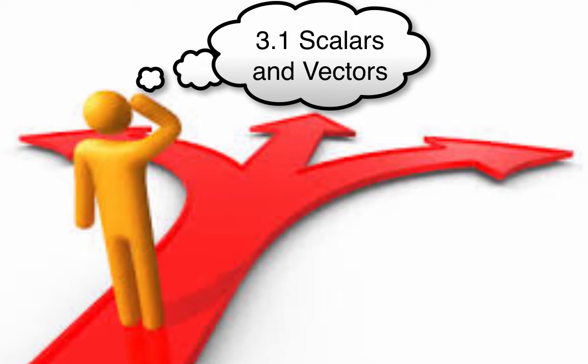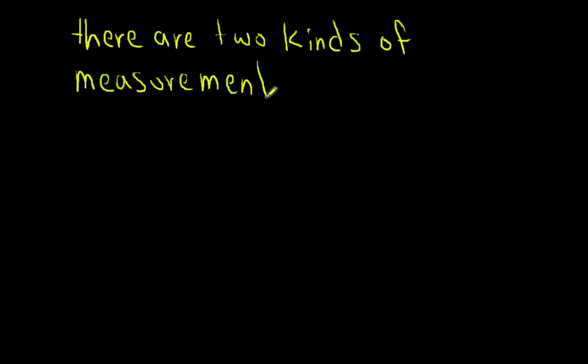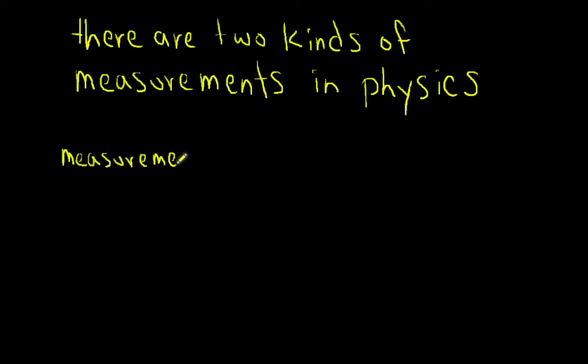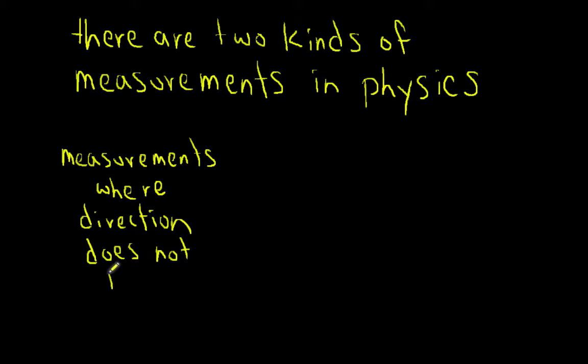Lesson 3, Uniform Speed and Velocity. 3.1, Scalars and Vectors. There are two kinds of measurements in physics. Measurements where direction does not matter, and measurements where direction is important. It's critical to giving the measurement meaning.